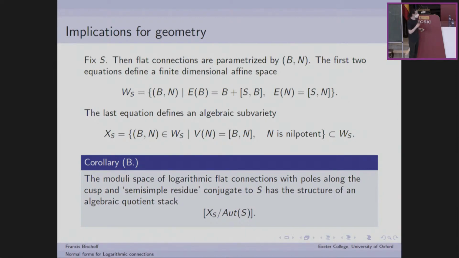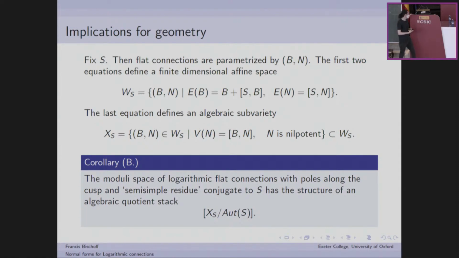And you can also look at the residual gauge group, the gauge transformations that preserve S, and for very similar reasons, this is a finite dimensional affine algebraic group, which acts nicely on the space. So the result is that the moduli space of flat connections with what I'm calling semi-simple residue conjugate to S has the structure of an algebraic quotient stack. Okay, so that's the first example.